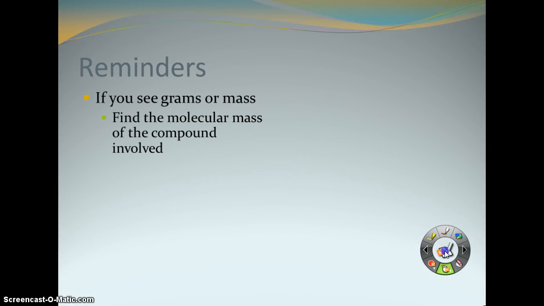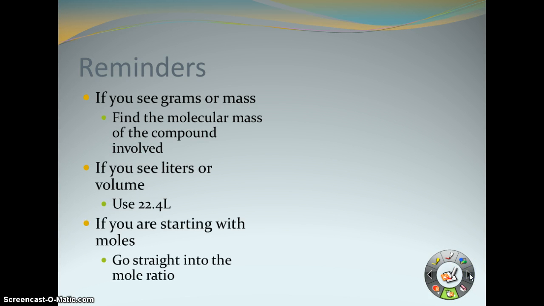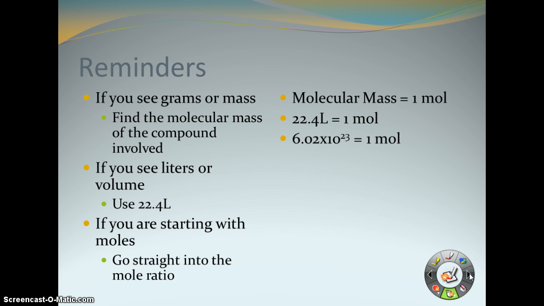Some reminders. Grams or mass means you have to find the molecular mass of the compound involved. Volume, use your 22.4 liters. Moles, go straight into your mole ratio if they give you moles. There's no need to turn your moles into grams just to turn it back into moles. So if they give you moles, go straight into your mole ratio. If you're asked for moles, you're going to stop at the mole ratio. Remember, molecular mass is opposite 1 mole, 22.4 liters is going to be opposite 1 mole, and Avogadro's number 6.02 times 10 to the 23rd is going to be opposite 1 mole.